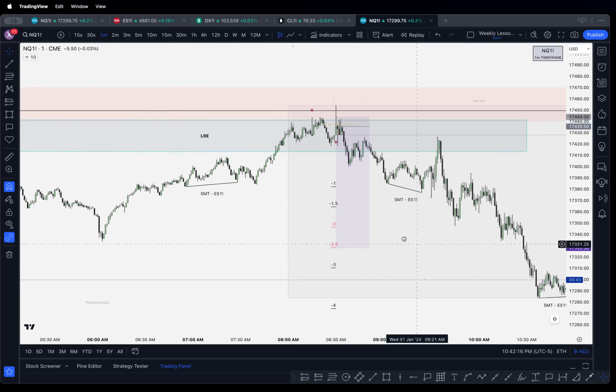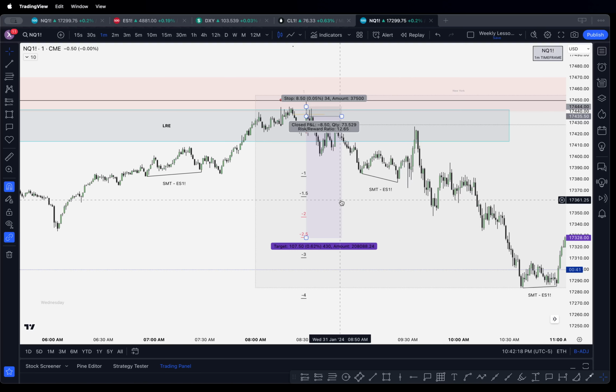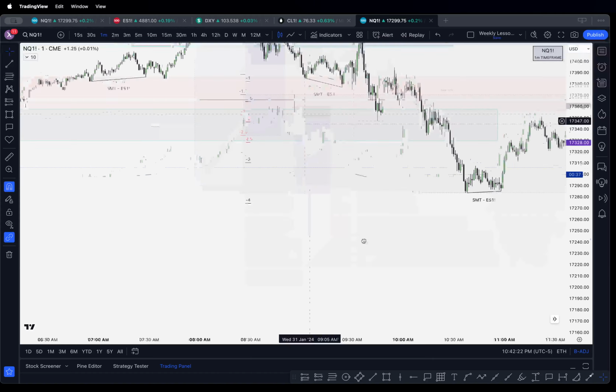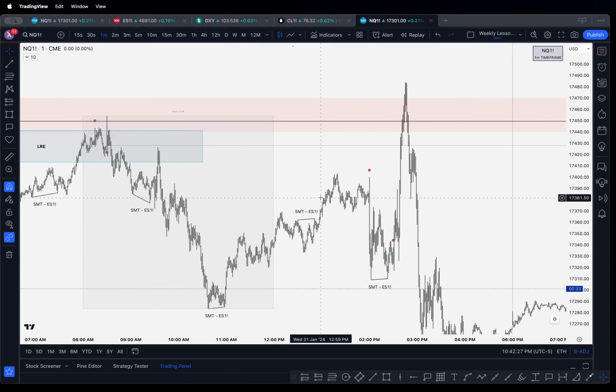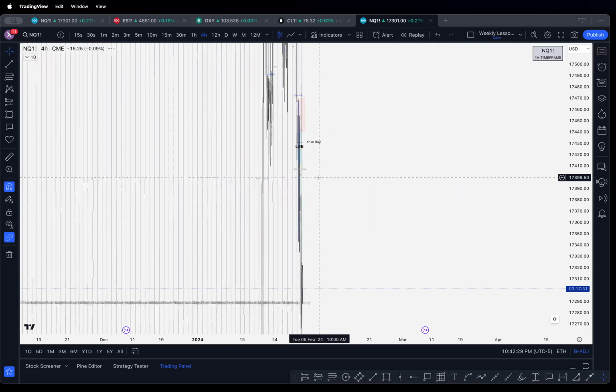It's a beautiful trade. This was the only trade today that made a lot of sense. It was just a perfect sell-off. And then in the afternoon, the same thing. If you're using the same model, you're still bearish.